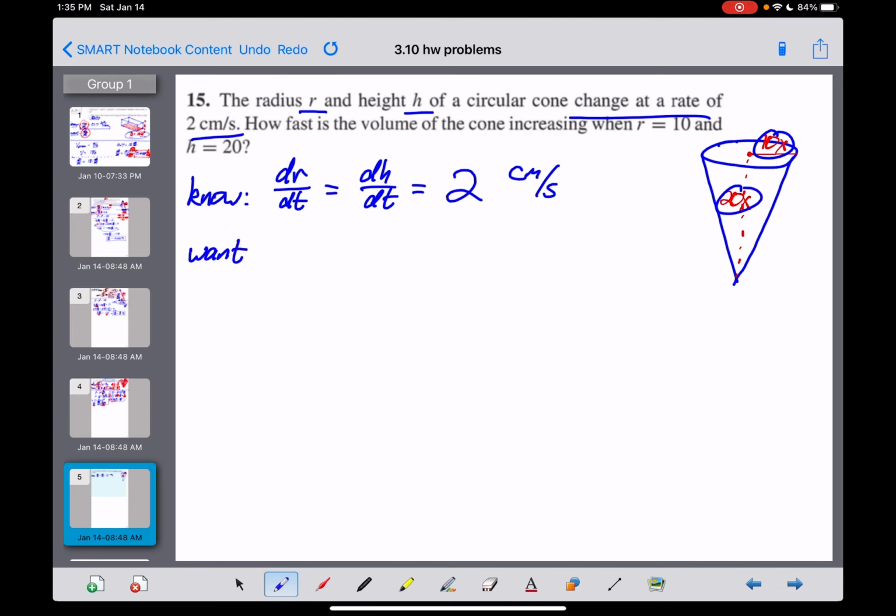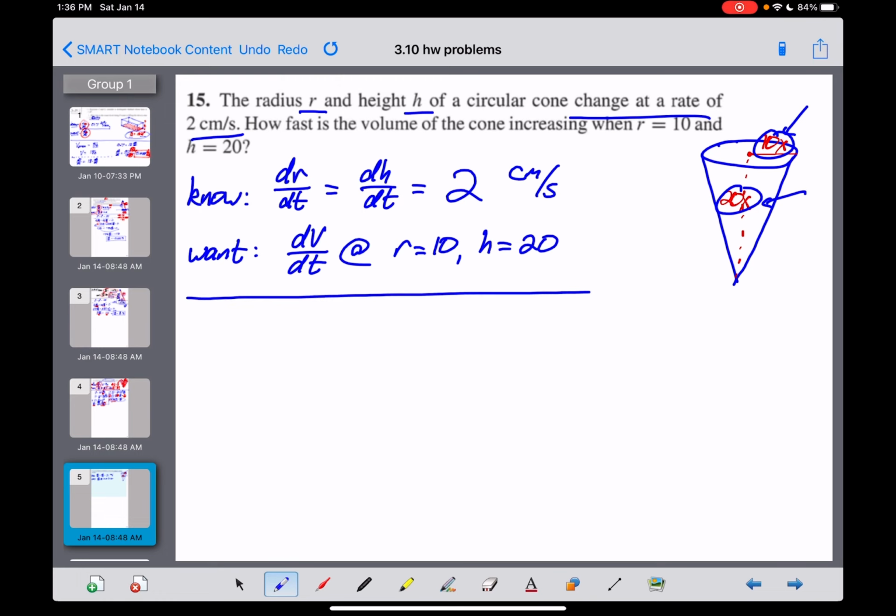The derivative we want to know, how fast is the volume of the cone increasing? So we want dV/dt at the moment when r equals 10 and when h is equal to 20. So I think I could have done that little ratio trick right here that I just did in problem number, what was that, 13, guys? But I don't actually think it's necessary.